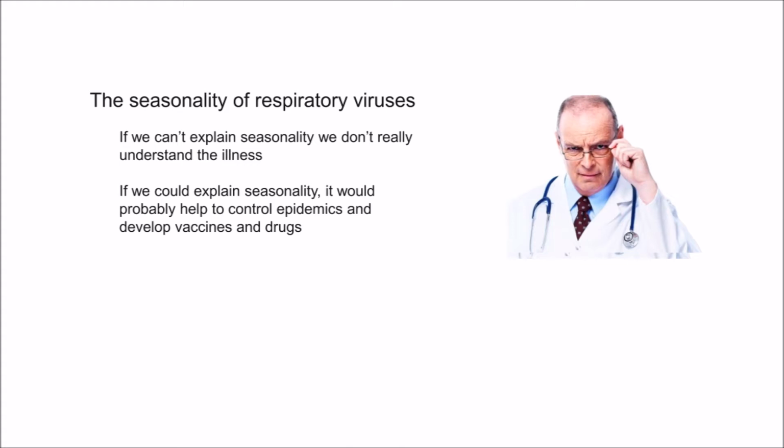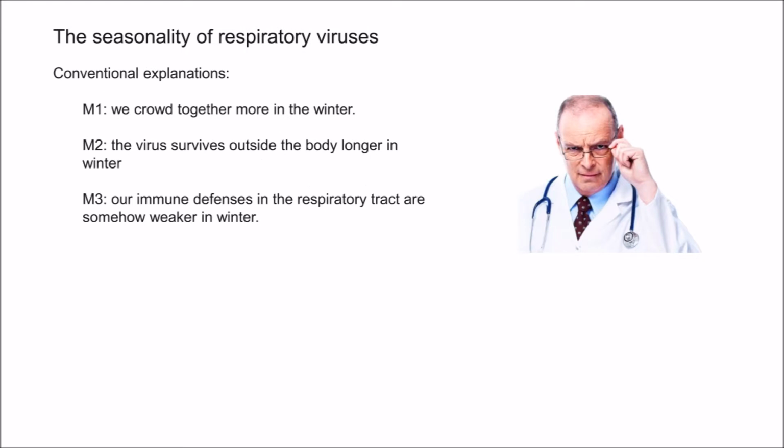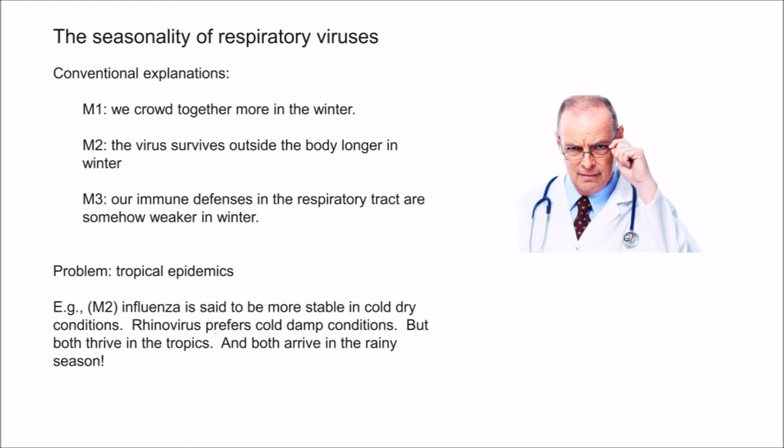So, what are the conventional explanations? Well, the explanations that you'll see in the scientific literature are based around 3 basic ideas, and I've called them M1, M2 and M3. M1 is that we crowd together more in the winter. M2 says that the virus survives outside the body for longer in the winter. And M3 says that in some way our immune defences are weaker in the respiratory tract in particular in the winter. But all of these explanations have a problem, and that is that if you look in the tropics, all the viruses, which are virtually the same strains that we get in temperate areas, are present year-round in the tropics, and they're there at intermediate levels.